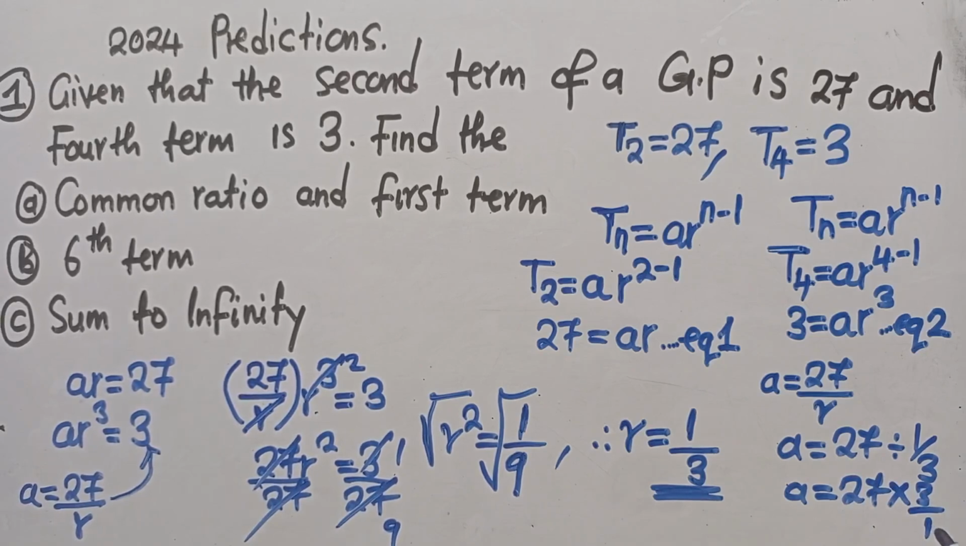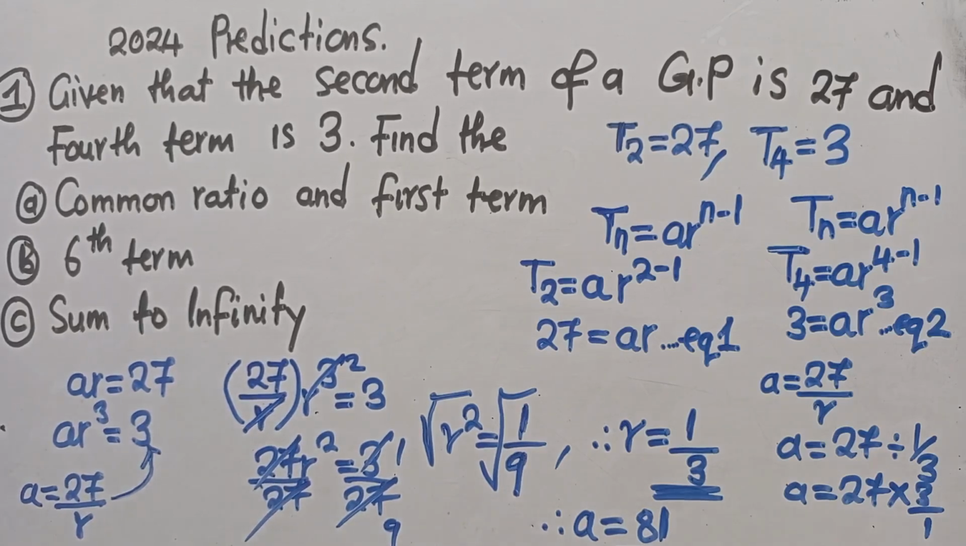You understand that these are going to reciprocate. So 27 times 3, you are finding your first term. Therefore, the first term is equal to 81. If you multiply 27 times 3, that is 81 over 1. So our first term is 81. Just like that. This is what you are supposed to do.